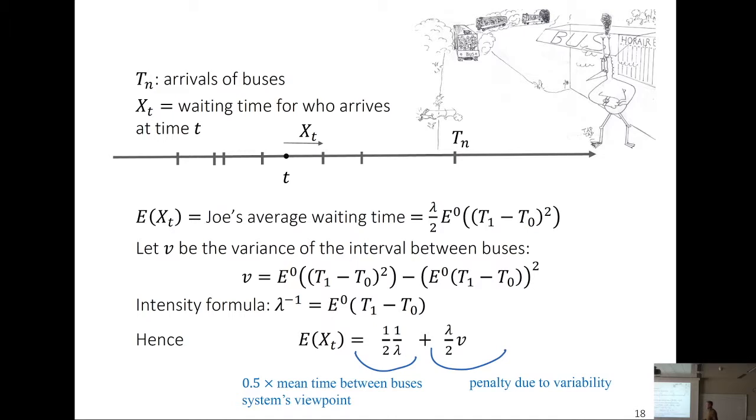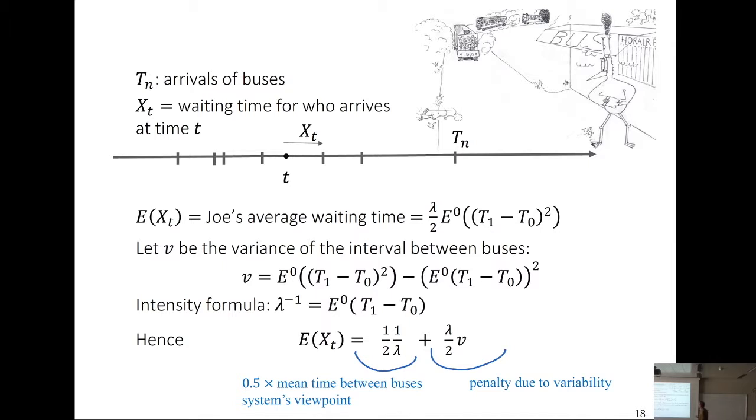If V is very large, then you might wait a long time. And you wait a long time because, in general, you're more likely to fall in long intervals of time. Right? So this is one of the classical formulas.